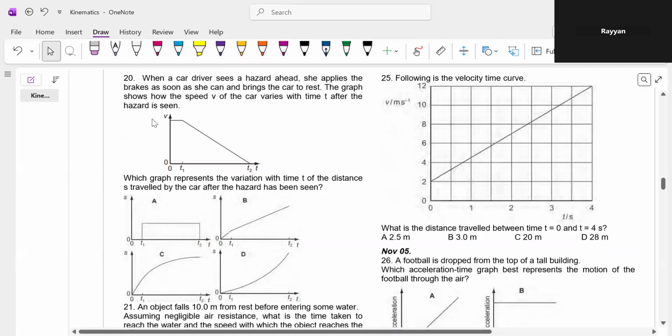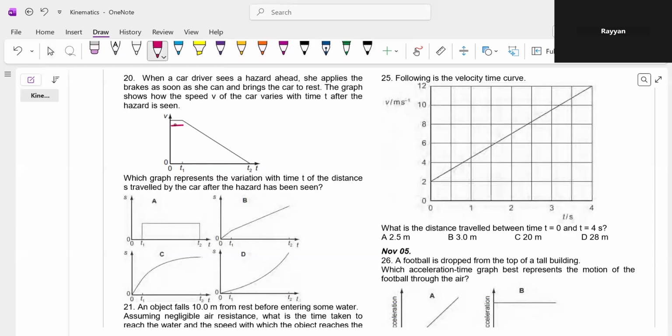Wait, I don't get the question. Let me read it. They're saying when a car driver sees a hazard ahead, she applies the brake as soon as she can and brings the car to rest. The person like me will not apply the brakes. The graph shows how the speed of the car varies with time t. Now, this was the initial velocity. Then she applied brakes. So, what will happen? The velocity will decrease. Now, they're saying which graph represents the variation with time. Which graph will it be?